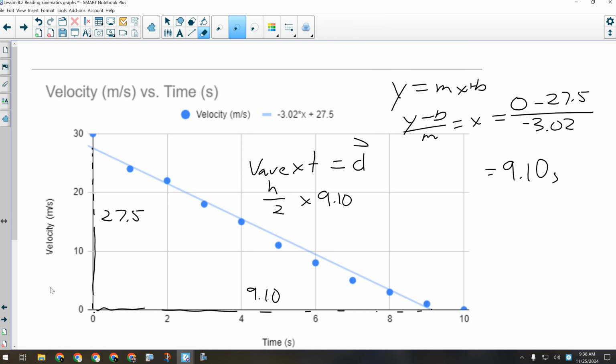I want you to calculate something for me. This is using the equation for the line now. I would like you to calculate what the velocity of this object will be at 30 seconds.